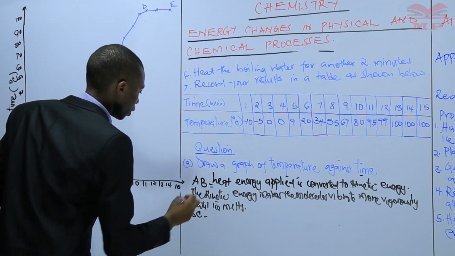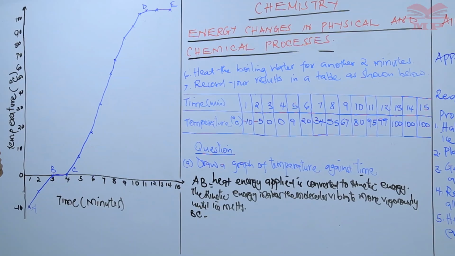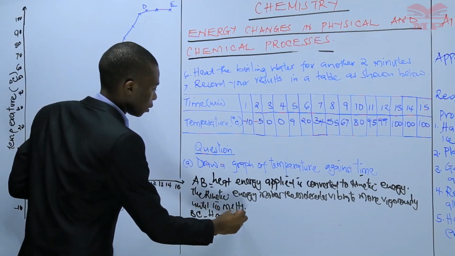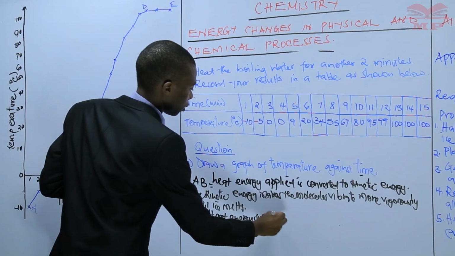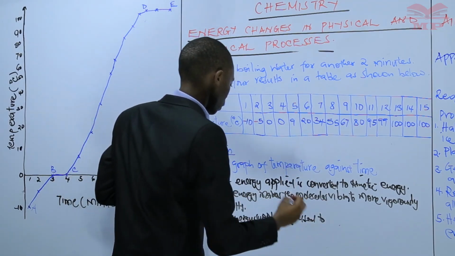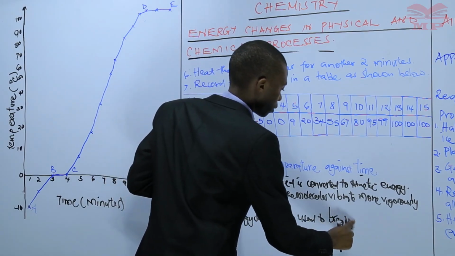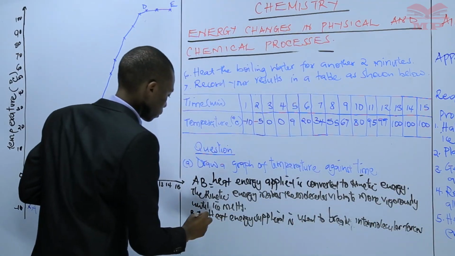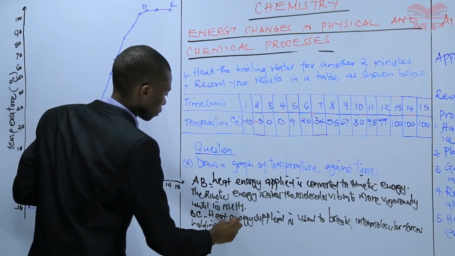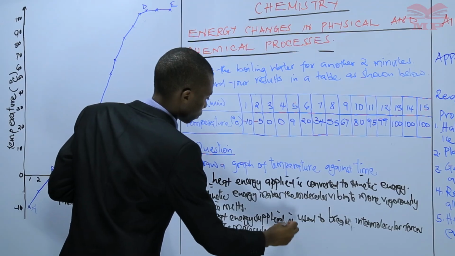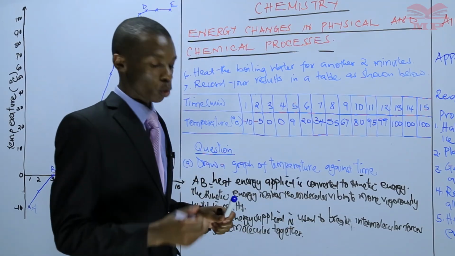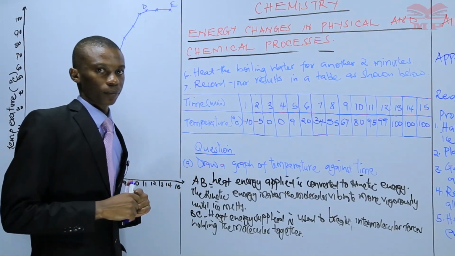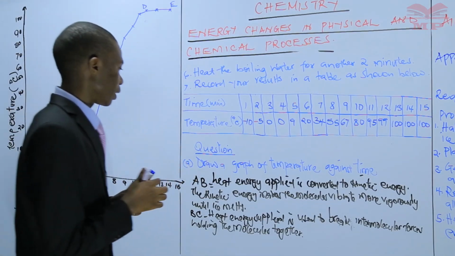Then at BC, you can see there is no gain in temperature, because the heat energy supplied is used to break the intermolecular forces of attraction holding the molecules together. So there is no gain in temperature.